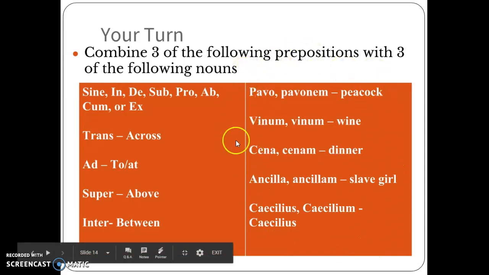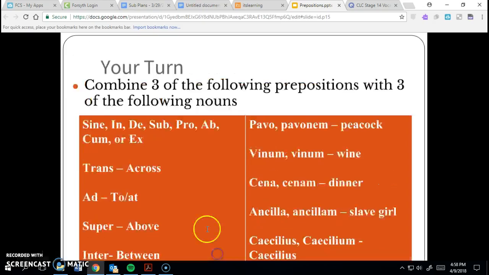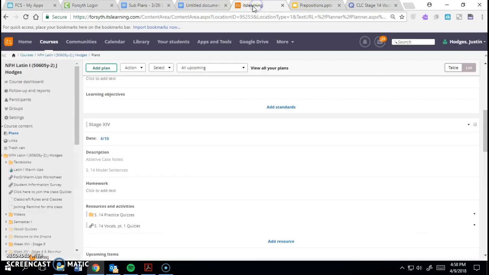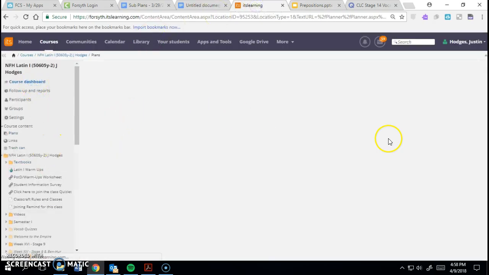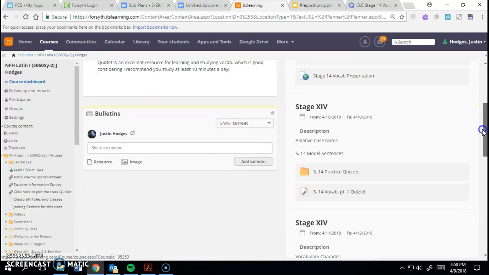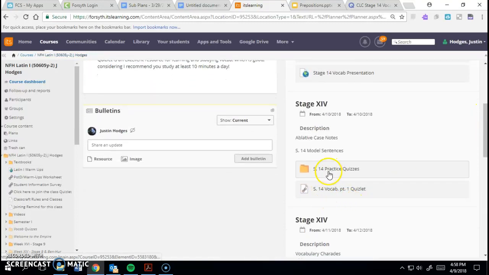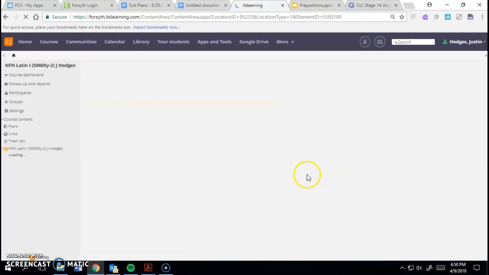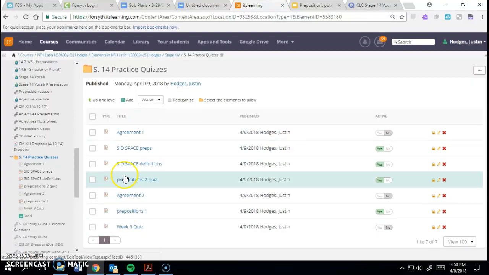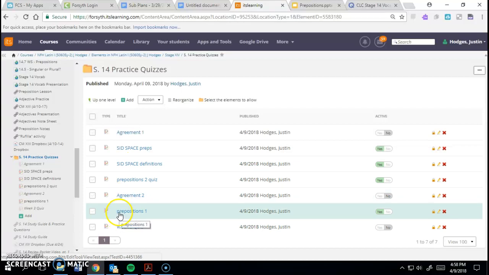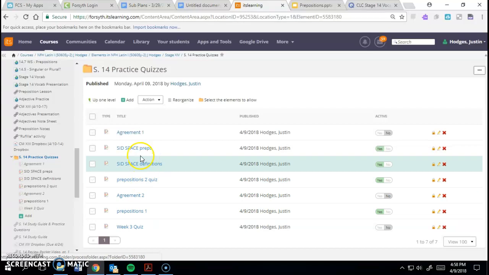And that's basically it. Now, I only have about 30 seconds left. Today, I would like for you to, after you have these notes down, do one of 2 things. Practice your vocabulary for Friday using the Quizlet right here, or go to the Stage 14 Practice Quizzes folder and complete any of these preposition quizzes. You will see a little bit more or fewer than are on here, but you'll see prepositions 1, prepositions 2, SID space definitions and SID space preps. All of those need to be done.